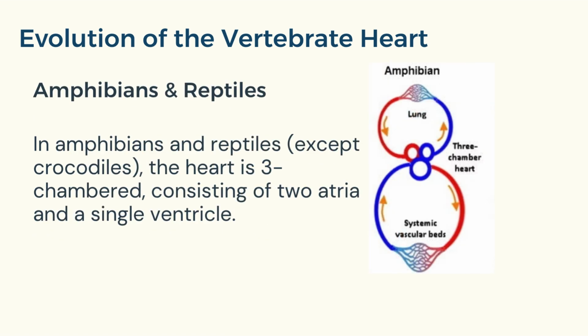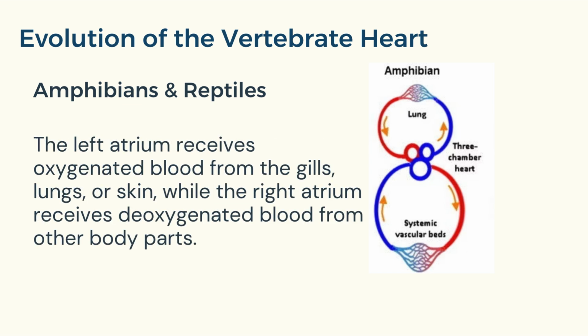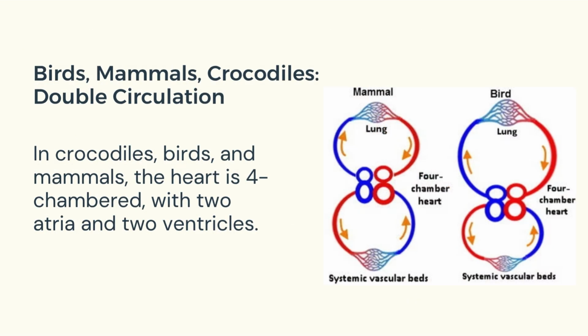In amphibians and reptiles, except crocodiles, the heart is three-chambered, consisting of two atria and a single ventricle. The left atrium receives oxygenated blood from the gills, lungs, or skin, while the right atrium receives deoxygenated blood from other body parts. In crocodiles, birds, and mammals, the heart is four-chambered, with two atria and two ventricles.